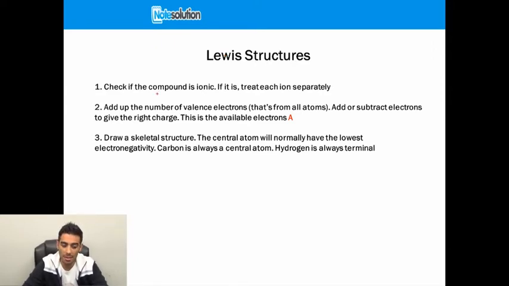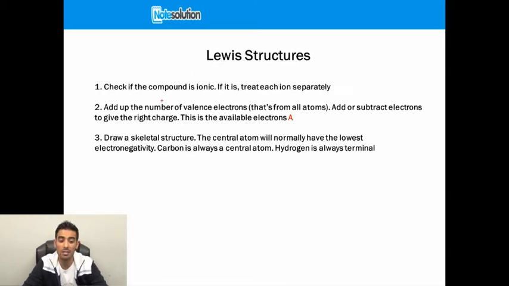The second step is to add up the number of valence electrons. You add up all the valence electrons in all the atoms of the compound. Let's say you have CO2: carbon has 4 valence electrons, oxygen has 6. So for CO2, this would be 4 plus 6 plus 6. So that's the first step: you add up the number of valence electrons.